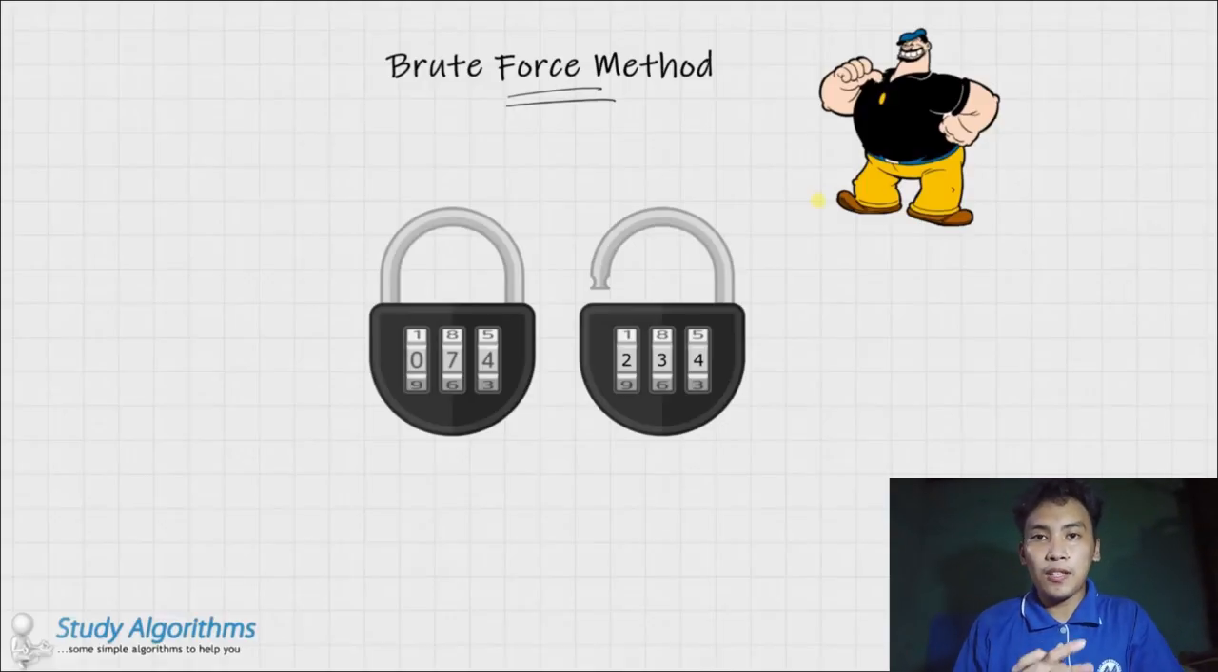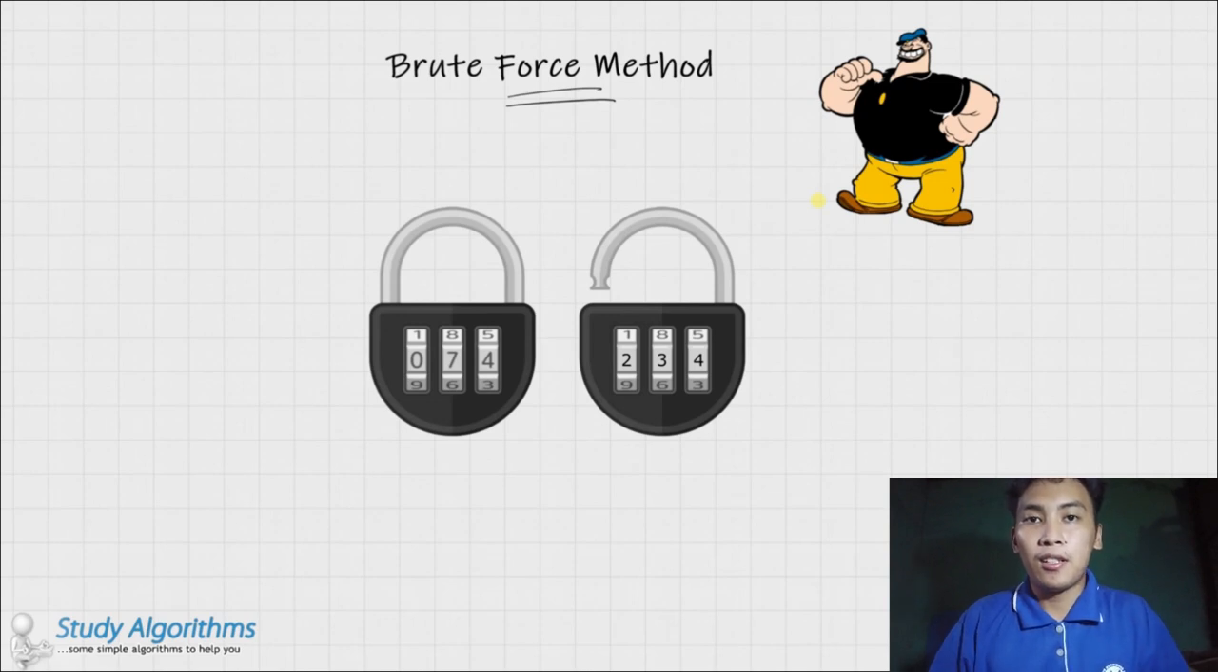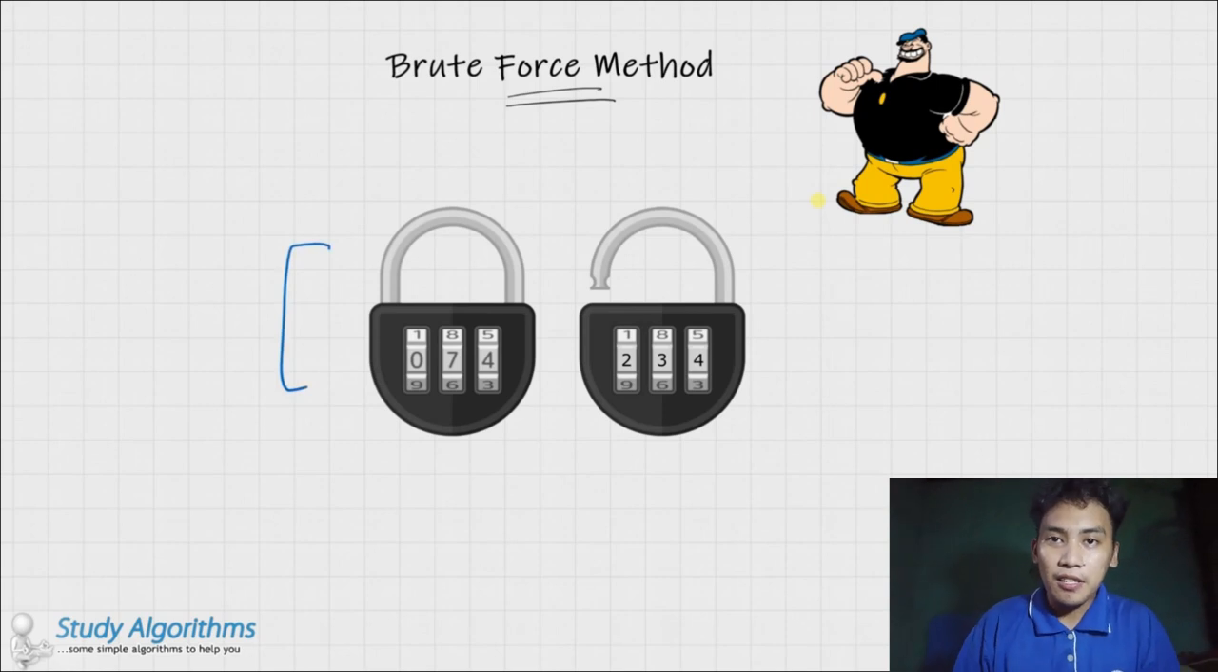So what do we exactly mean by the brute force method? The best way to understand any problem is through an example, so I am taking one here: a padlock. You must have seen these kinds of padlocks in day-to-day life. This one can be opened using a 3-digit combination. This has a combination of 2, 3, 4. If you know this combination, then it is fairly simple to open it.